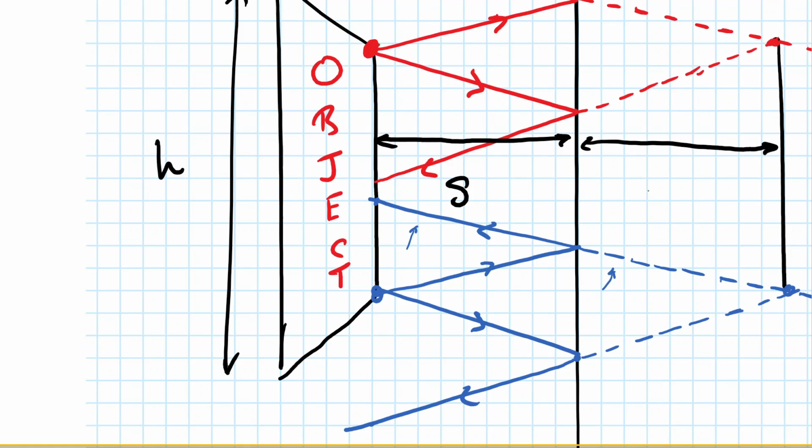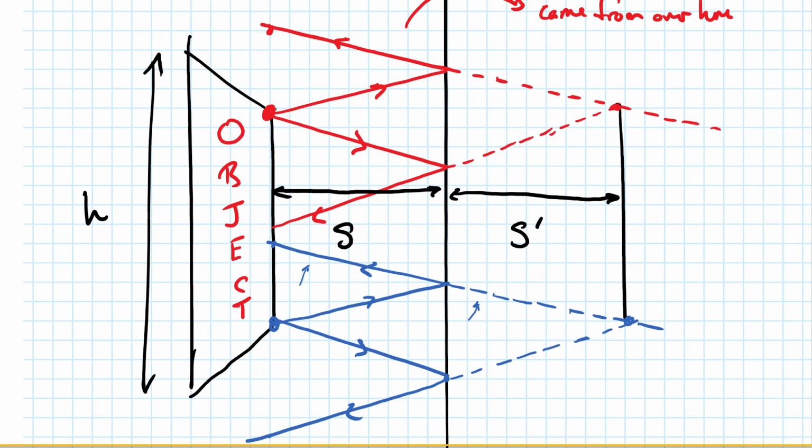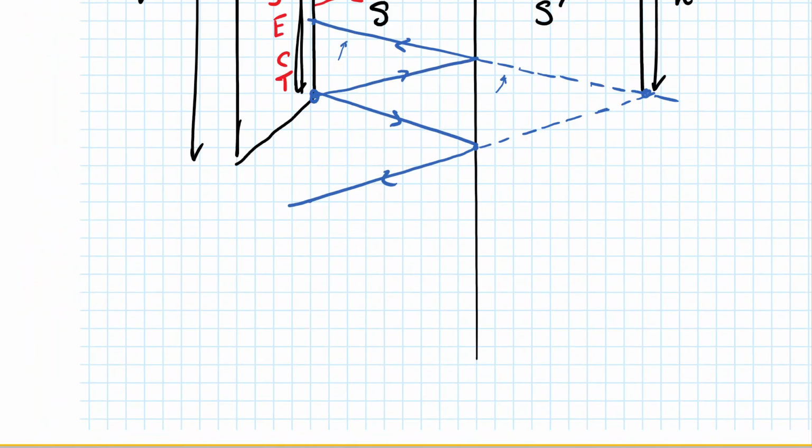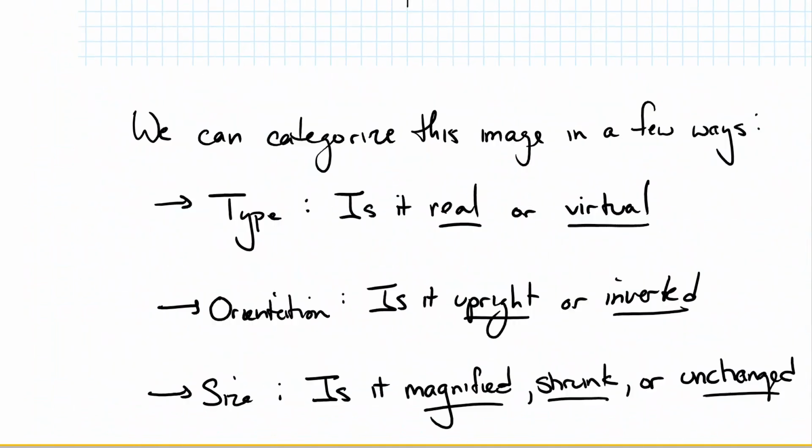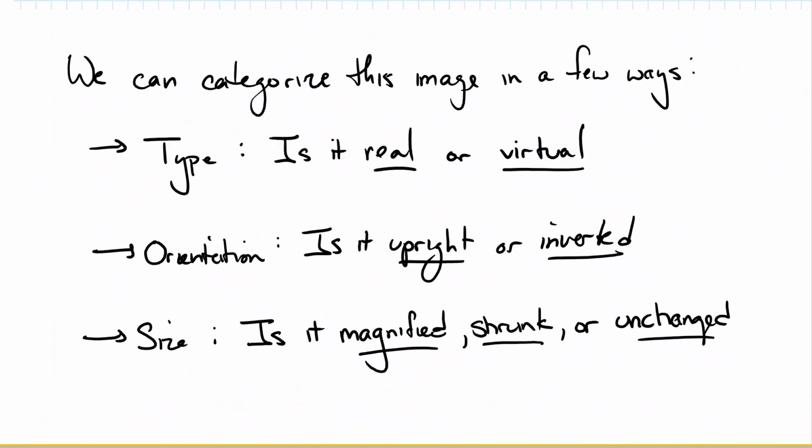So this image distance I'm going to call S prime. And you know, if this is really the height that I'm interested in, the height of this image I'm going to call H prime. So there are a couple things we can do to talk about this image. We can characterize it in a few ways: its type, its orientation, and its size. So now for its type, is it real or is it virtual?